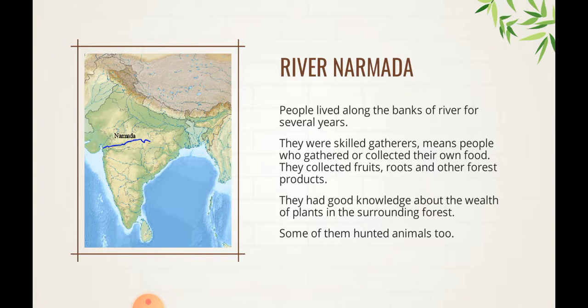They were skilled gatherers. It means people who gathered or collected their food. They collected roots, fruits, and other forest products. They had good knowledge about the wealth of plants in the surrounding forest. Some of them hunted animals also. So they were hunters too. So these were some features of people who lived on the banks of River Narmada.